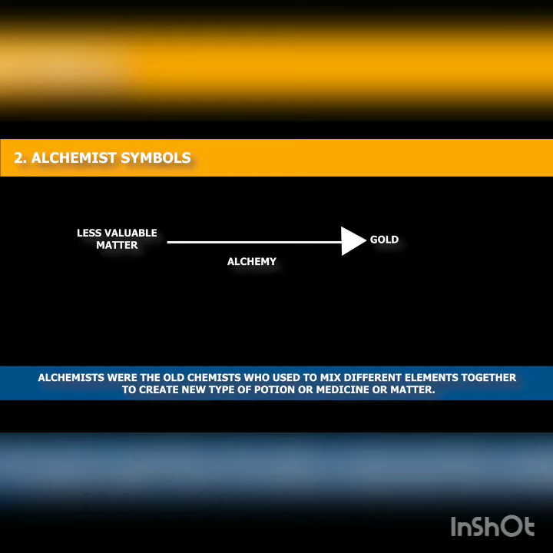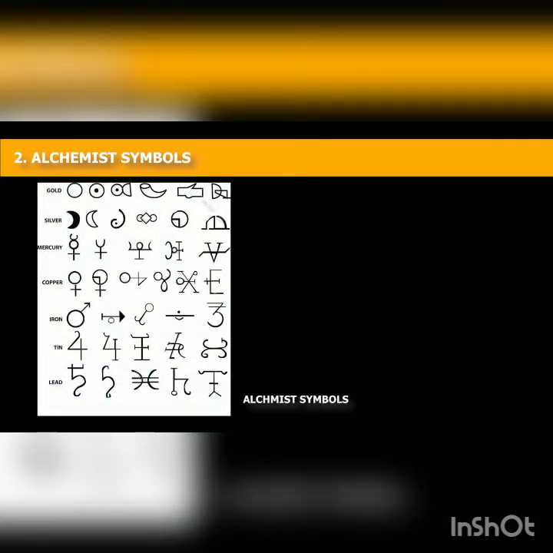2. Alchemist symbols. Alchemists were the people who used different methods to transform a less valuable matter into gold. This process is known as alchemy. They were the old chemists who used to mix different elements together to create a new type of potion, or medicine, or matter. These people also used various shapes as symbols to represent elements.